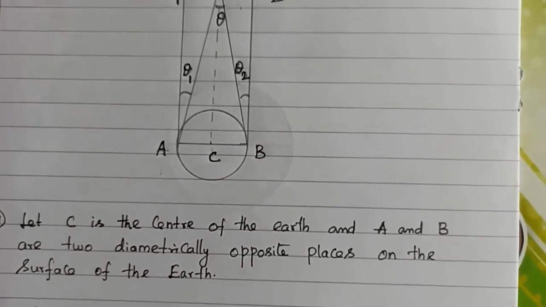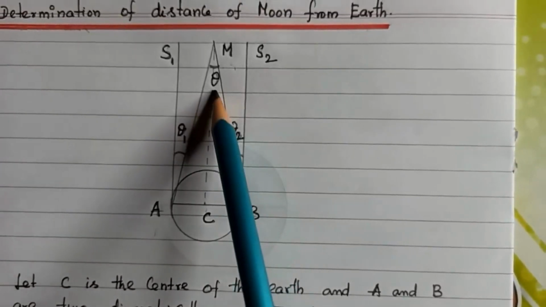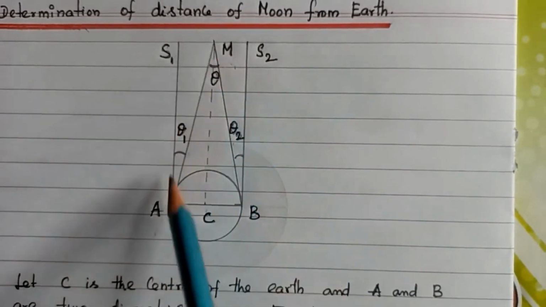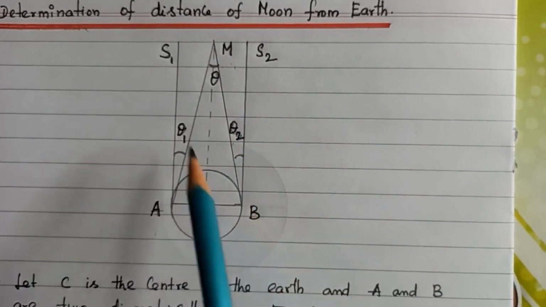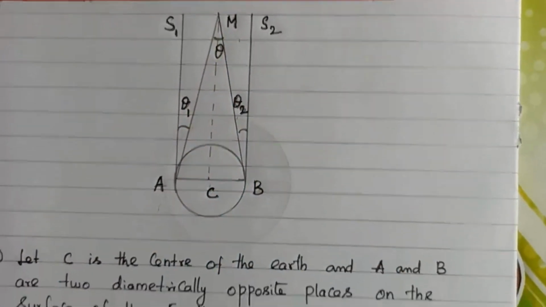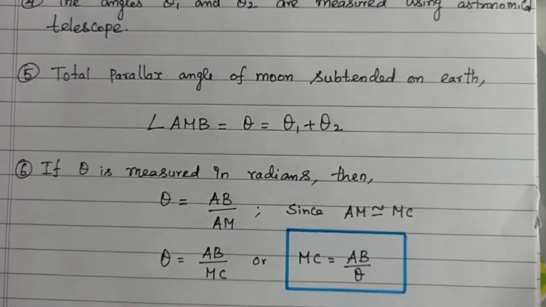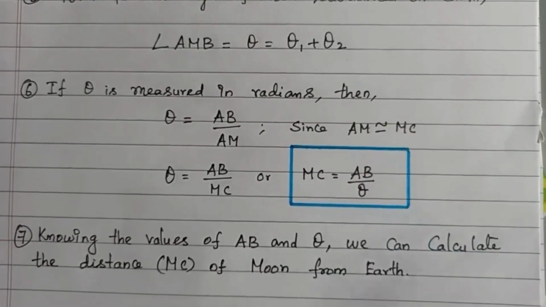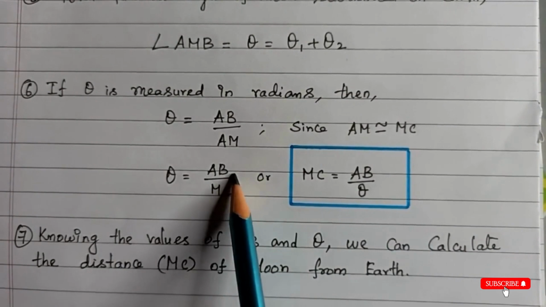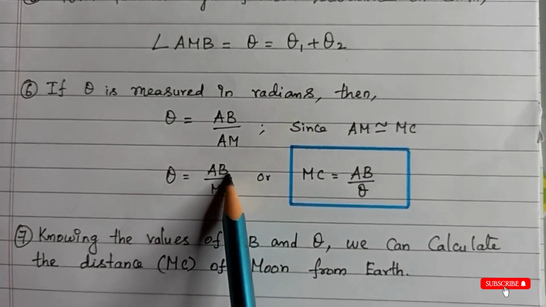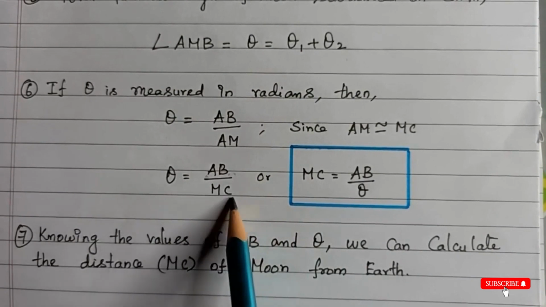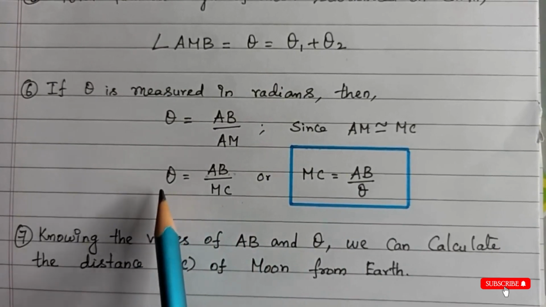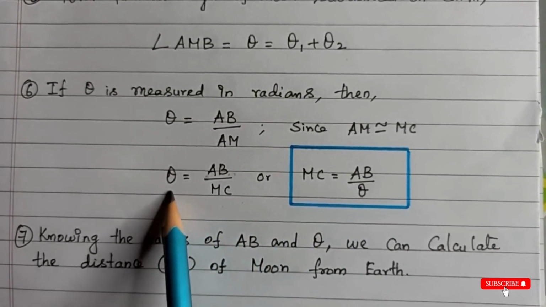You can see from this triangle, theta is equal to AB by AM. That is, angle is equal to arc by radius. So the arc is AB and the radius is AM. Since AM is approximately equal to MC, theta is equal to AB by MC. What is AB? AB is the distance between the diametrically opposite places on the surface of the earth. MC is the distance of the moon. Theta is the angle of parallax, which can be measured by using the astronomical telescope.